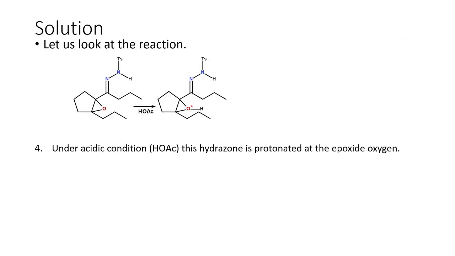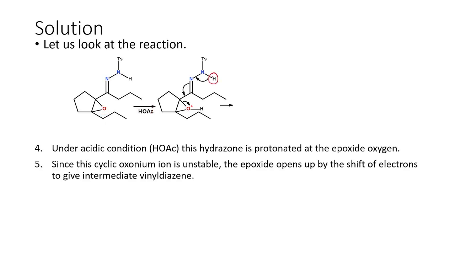And what is the next step? The next step is the use of acidic conditions. Acetic acid provides the H plus ion. When we have that H plus ion, this oxygen is relatively nucleophilic in nature, so the proton adds to this particular epoxy oxygen. Once it happens, we already know that this is quite an unstable species, so something has to happen. Let us see what will happen. In this particular case, this hydrogen is lost to compensate the positive charge on this particular oxygen. The shift of electrons happens as shown here. That leads to the vinyl diazene intermediate. So, this is the vinyl diazene intermediate that is formed and this is the double bond.